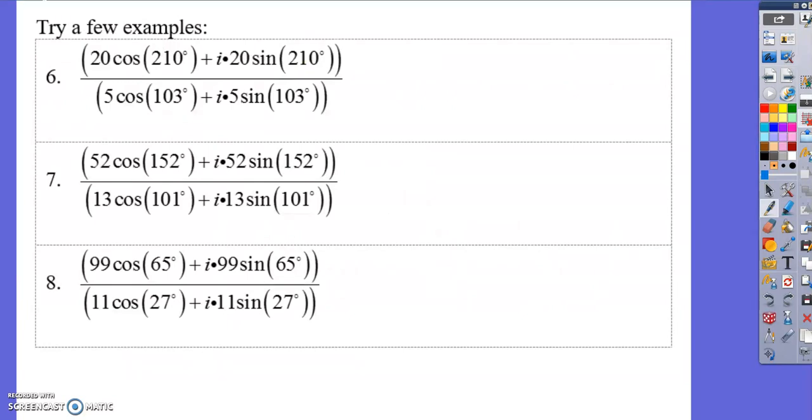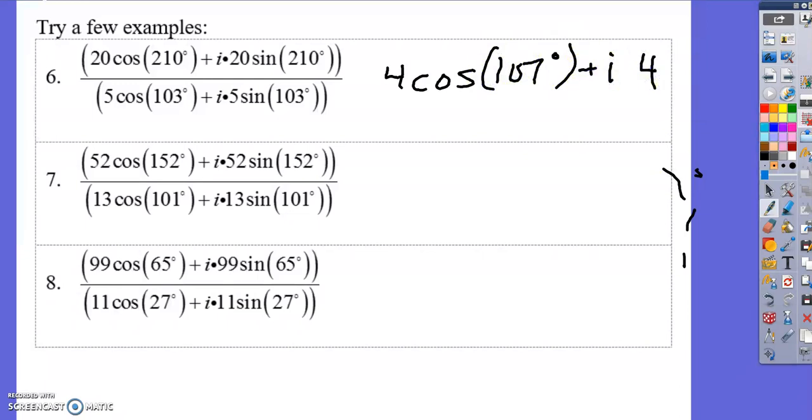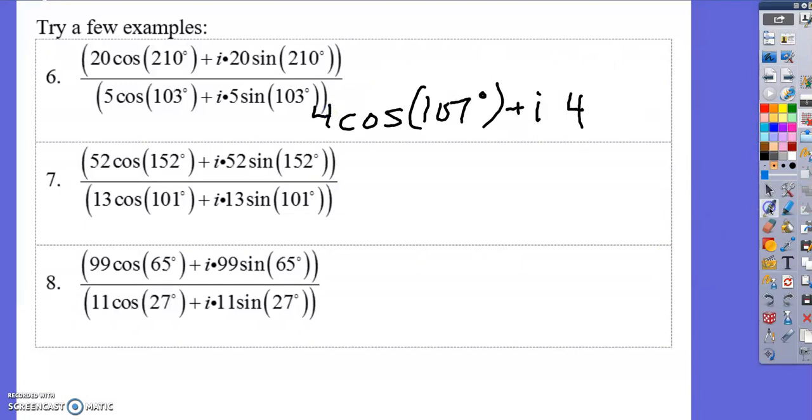So I'm going to divide, and so 20 divided by 5 is 4, and then I'm going to subtract. So 4 cosine. And if you can't remember the order, just look at the problem and steal it. And 210 minus 103 is 107, plus I, and then 4, and I'm running out of space here. So let me move this. Sine of 107. And I'm finished. That's all there is to it.